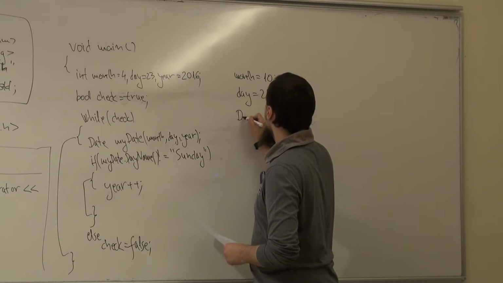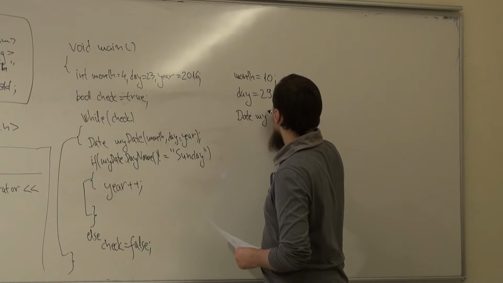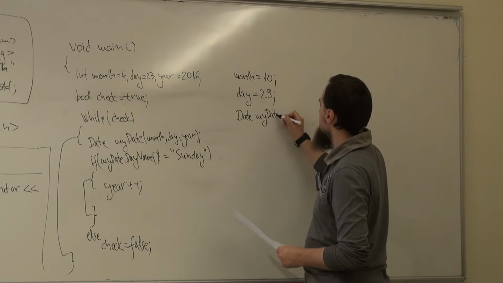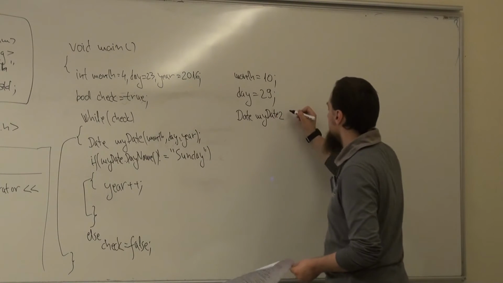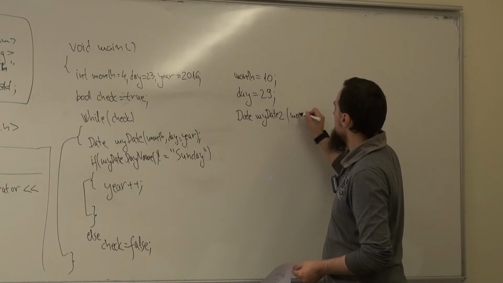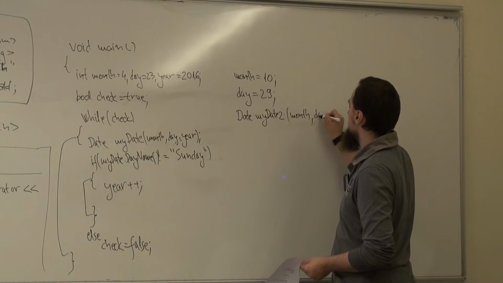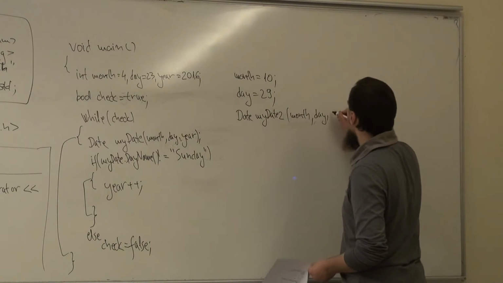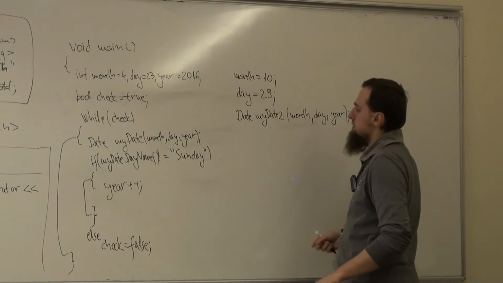So I'm declaring another variable of type date, called MIDTERM. I can use this one as well, it's not a problem. And it takes the month as a parameter, which is now 10, the day, which is now 29, and the year that we found here in this while loop. And I should print it.